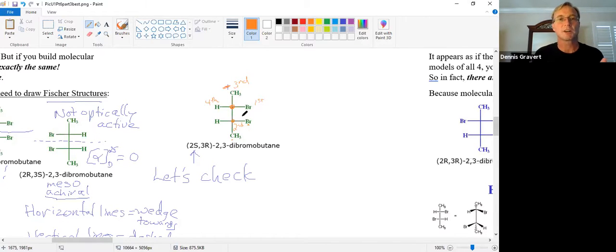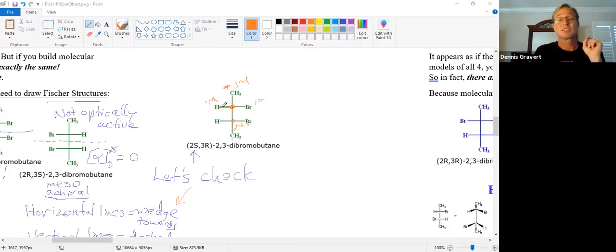Step 3, look at the molecule so that the lowest rank group is away from you. So what kind of bond is horizontal in a Fischer projection? It's a wedge. Come on, screen. I need it to be dashed. Sorry, you don't get the dash. What happens when the molecule is not drawn correctly and the 4th rank group's on a wedge instead of a dash?